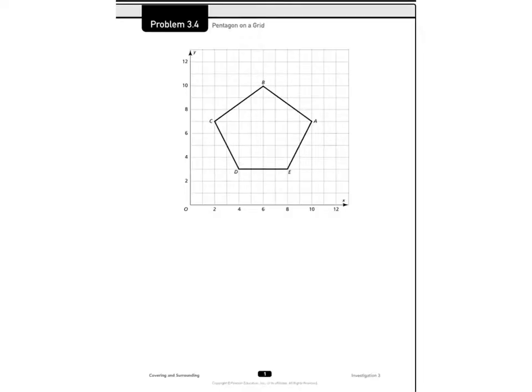So when you look at this shape, and we look at vertex A, which is right here, the coordinates, because after watching the video, you say the x-axis first, the y-axis second. So the coordinates are, if you count along the x-axis on the bottom, you get 10, and then you go up 7. So you would label this 10, 7. Can you find the coordinates for B, C, D, and E?